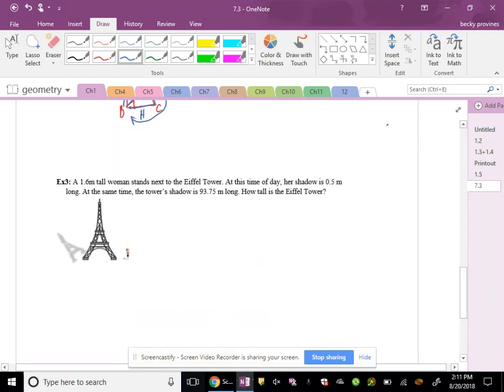Okay, so the next one's about the Eiffel Tower. Now these are fractions. We're going to write a proportion. A 1.6 meter tall woman stands next to the Eiffel Tower, which we don't know how tall that is. At the same time of day, her shadow, which is down here, is 0.5 meters. And at the same time, the tower has a shadow of 93.75.